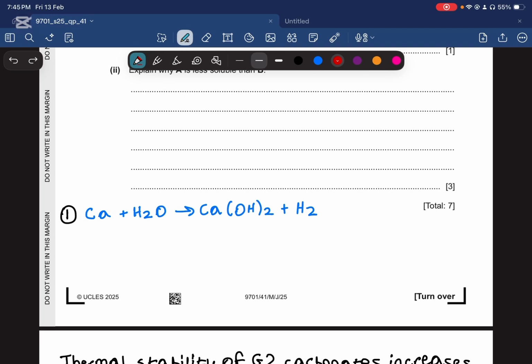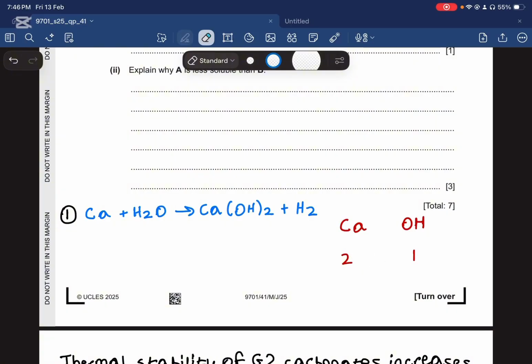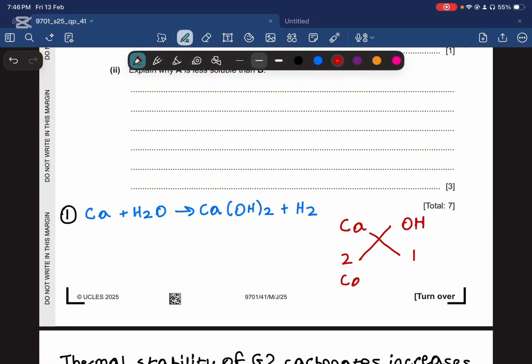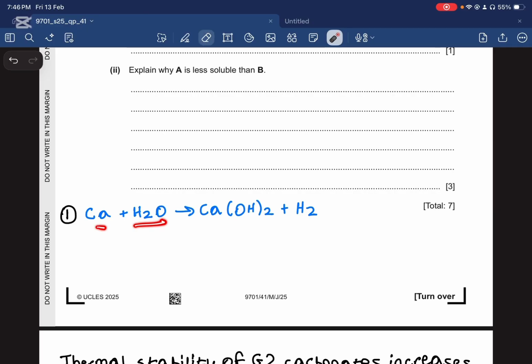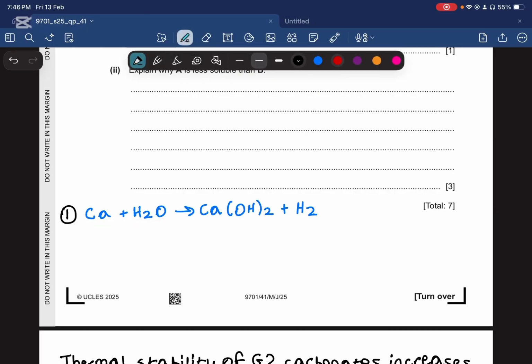How does crisscross work? This is really basic. You write the positively charged metal ion on one side, negatively charged non-metal ion on the other side. You write the charges of the ions below them. So calcium has a charge of 2 plus, hydroxide has a charge of 1 minus. Step number 2, erase the charges. Step number 3, crisscross them. So Ca pairs with 1, hydroxide or OH pairs with 2. So Ca1 is just Ca, this becomes Ca(OH)2, or calcium hydroxide, plus hydrogen because calcium is reacting with water.